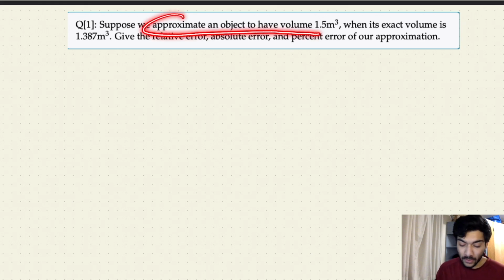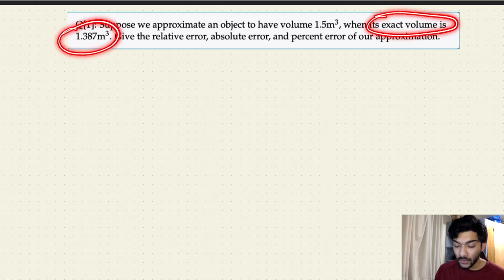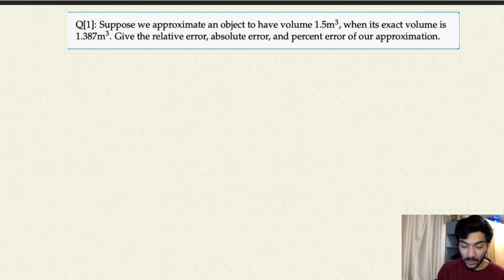In this video, you are given that suppose we approximate an object to have the volume 1.5 meter cube, which means this is the approximated volume or the calculated volume. We also know that the exact volume of the object is 1.387 meter cube, and now you have to give the relative error, the absolute error and the percentage error of this approximation.